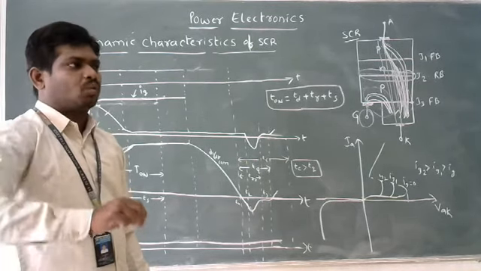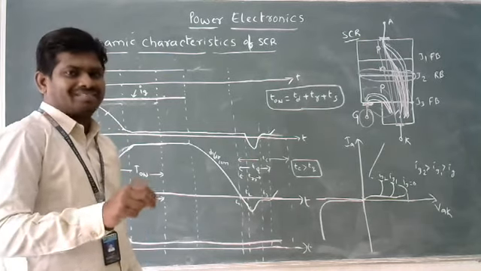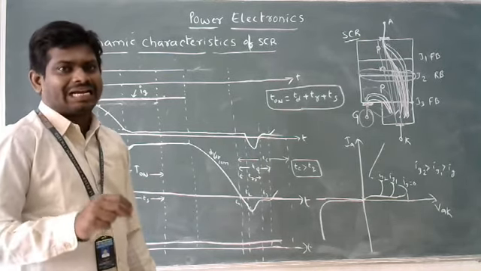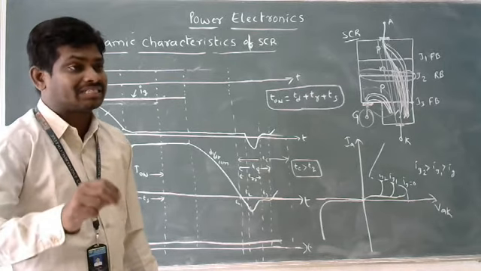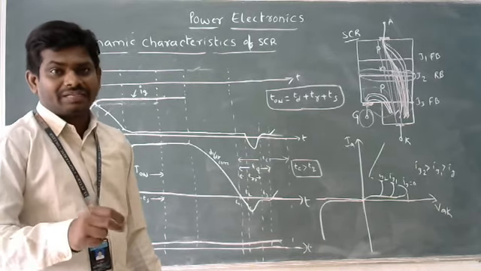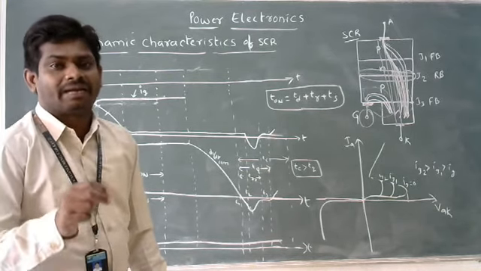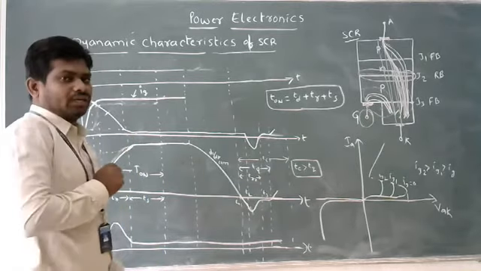How do we define the commutation process? Commutation process means to bring the conducting SCR from its conducting state to the forward blocking state by reducing the anode current below the holding current levels.